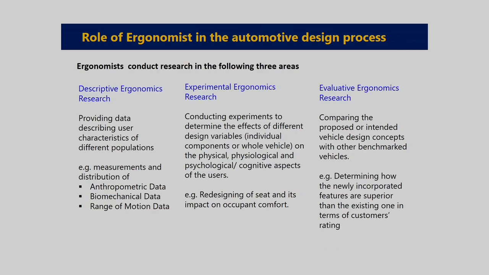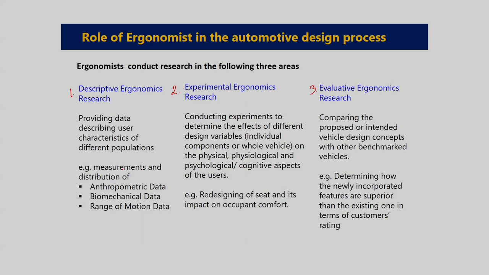Now, ergonomists conduct research in the following three areas in automotive design. The first is descriptive ergonomics research. The second is experimental ergonomics research, and the third is evaluative ergonomic research. Although these three types of ergonomic research are carried out, they are not mutually exclusive. There is always overlapping or a combination of research happening. So, first, descriptive ergonomic research. What is the role here for the automotive ergonomist? Providing data, describing user characteristics and different limitations.